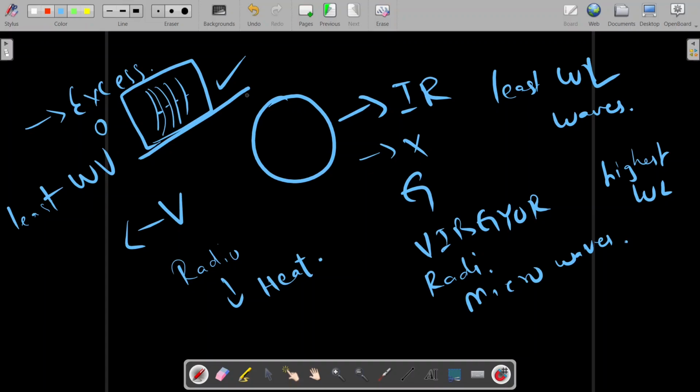This is the thing which we have to learn about light. Okay, everything regarding light has been completed. There is a small part which we will be discussing in the next chapter, that is the human eye and the colourful world. So till here.